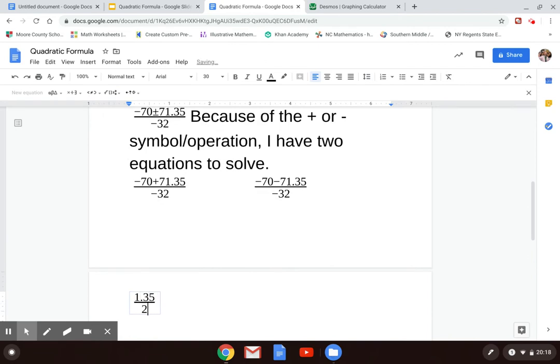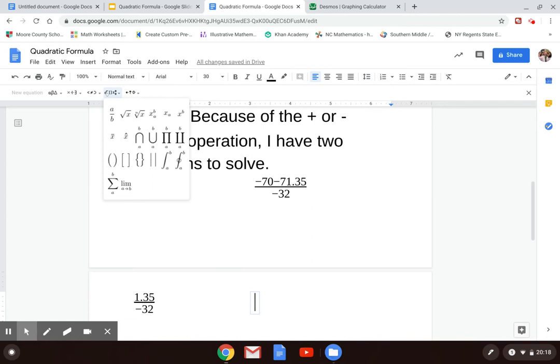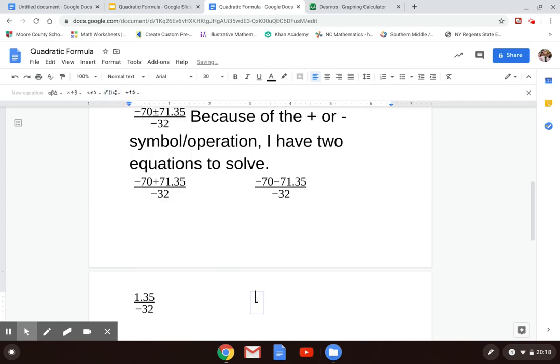It's going to be 101.35 over 2. Okay. And then negative 70 minus, all right, so then negative 70 minus 71.35 is going to be a negative 141 and 35 hundredths divided by negative 32.